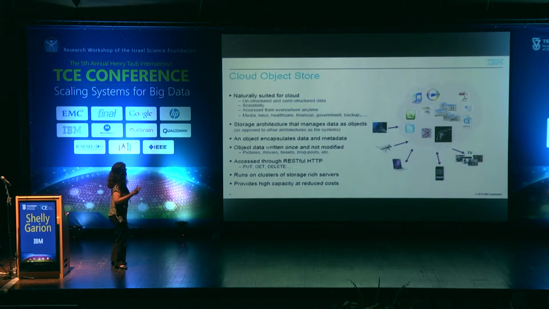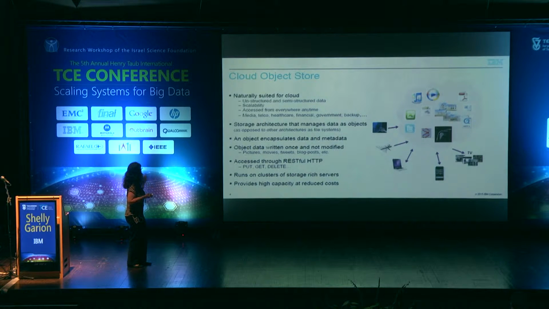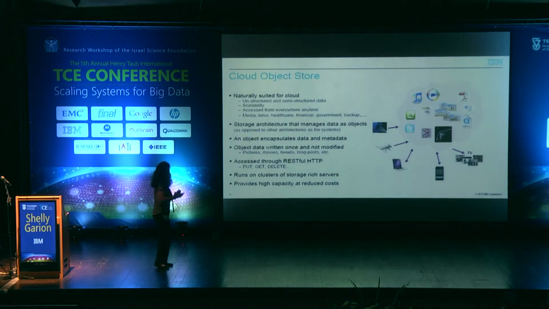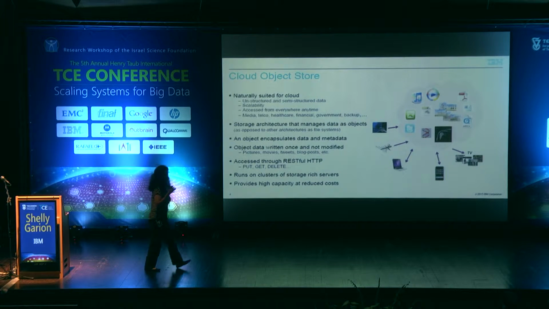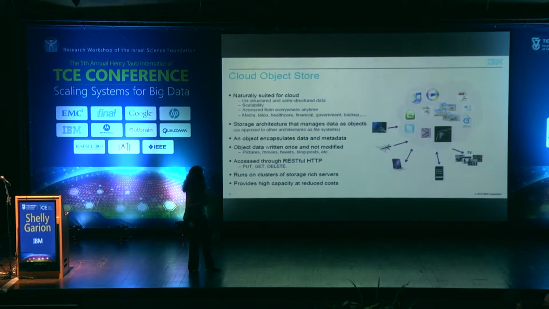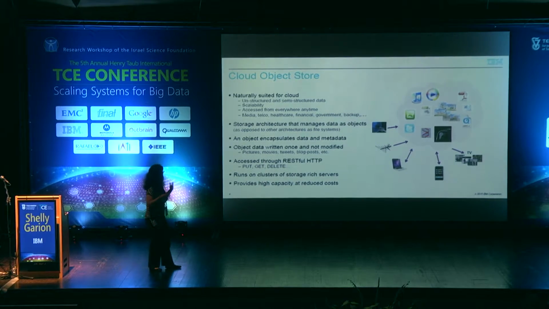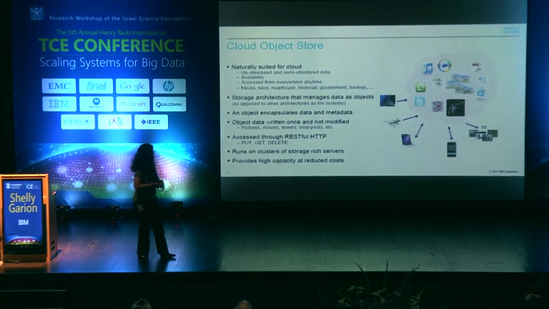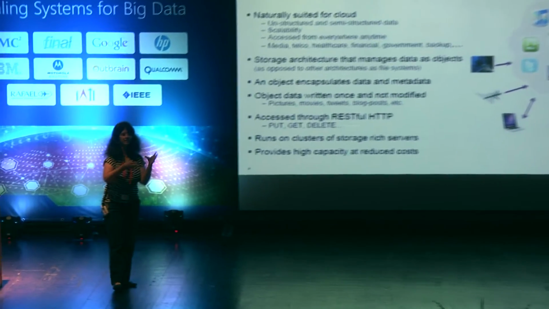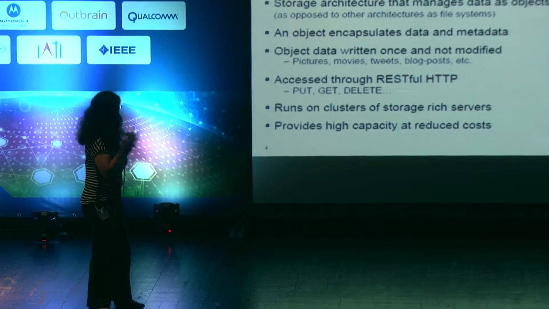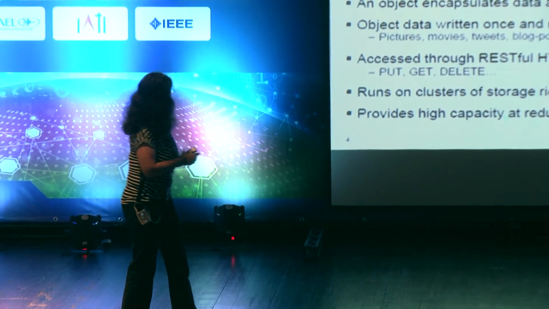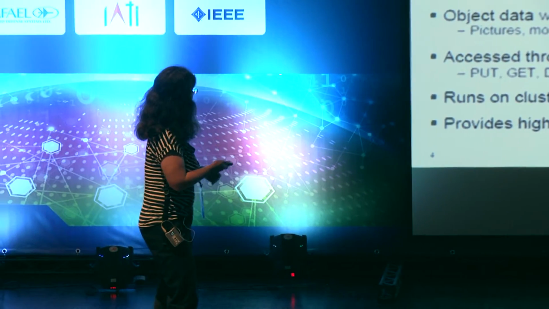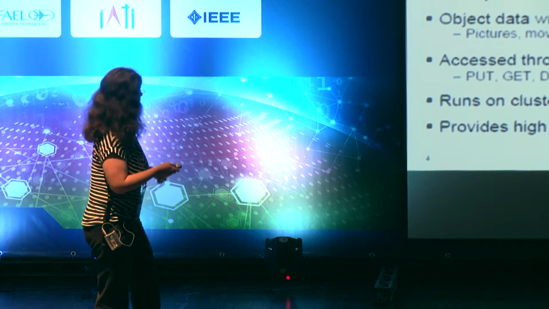So why is object storage so suitable for the cloud? Because it fits both structured, unstructured, and semi-structured data. It's scalable. It can grow very fast. It can be accessed from everywhere, anytime. So what is object storage? This is a storage architecture that manages data as objects, unlike a file system. So we assume that an object includes data and metadata, and it can be accessed through RESTful HTTP, through a REST API.